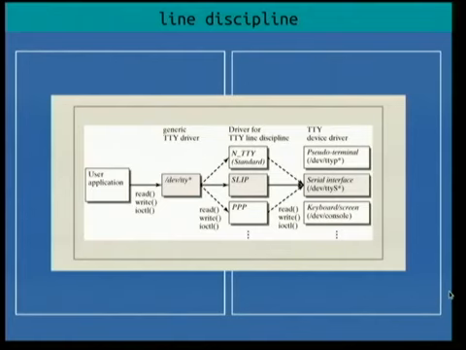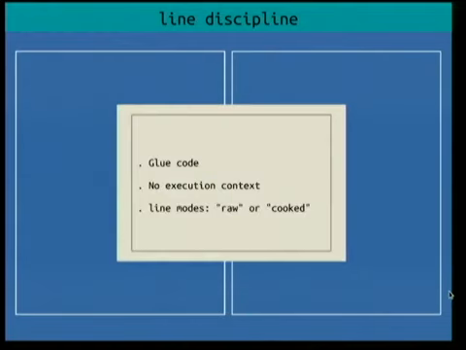I like to say it implements the bridge design pattern because it bridges the gap between the hardware and the software. You can have n number of different hardware devices, n number of software processes. They can all talk through a line discipline. It is glue code. It is not called outside of this context, and it can't call anything else, really, so it's not alive. It offers 2 modes, raw and cooked.